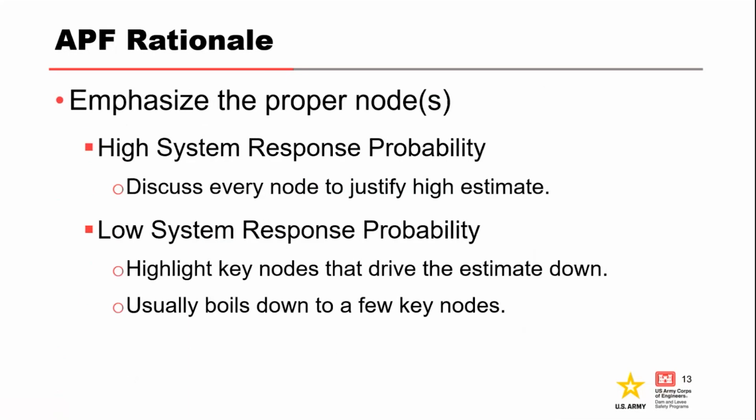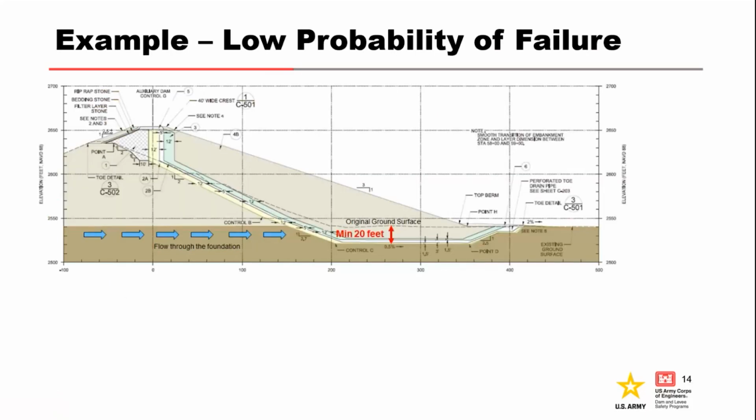So in your rationale, emphasize the proper nodes. If you have a high system response probability, you may need to discuss what part of every node led to a high probability of recurrence. If you have a low system response probability, there are key nodes that drove the risk estimate down, because usually it's a few key nodes. Like in concentrated leak erosion, you have a filter on your dam. That's going to nearly eliminate the possibility of sealing. So talk about that, highlight that, show them why it's a useful feature of the dam.